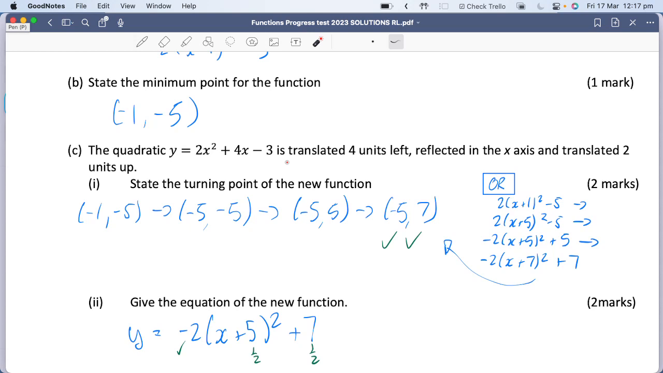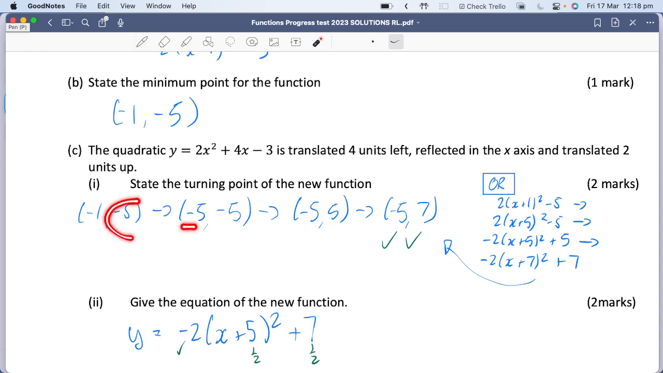You should be able to take the transformations given and apply them directly to points that you're given. In this case, you've got a turning point here, so use that turning point and transform it. Generally speaking, it's actually a lot easier. So it's translated 4 units to the left. My -1 becomes a -5 because it's gone 4 units to the left.